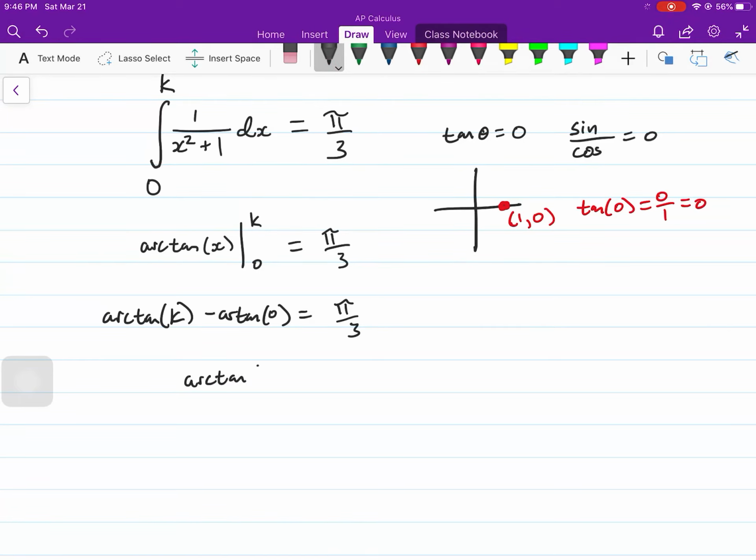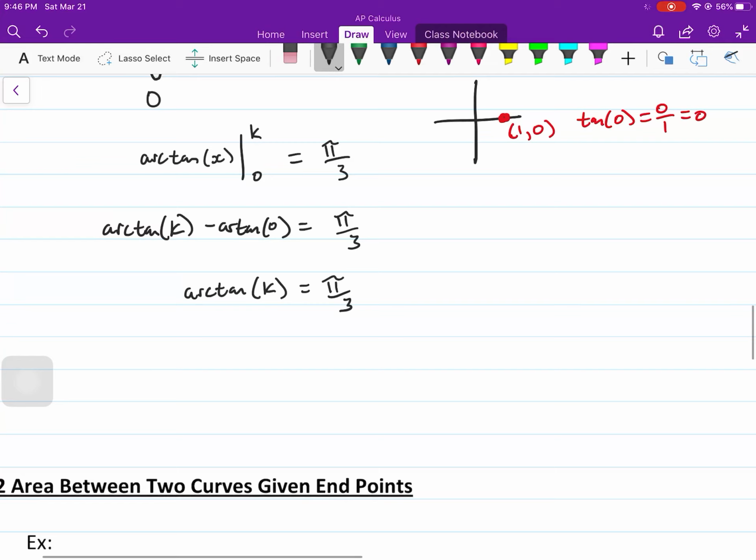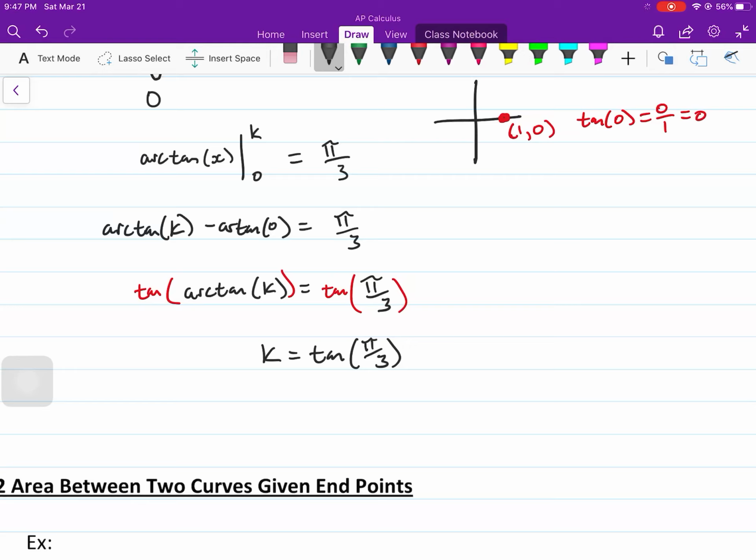So what we're left with is the arctangent of k equals pi over 3. So how do we get rid of arctangent to get k by itself? Well, just like we get rid of tangent by taking the arctangent, we can get rid of arctangent by taking tangent of both sides. So that k equals tangent of pi over 3.